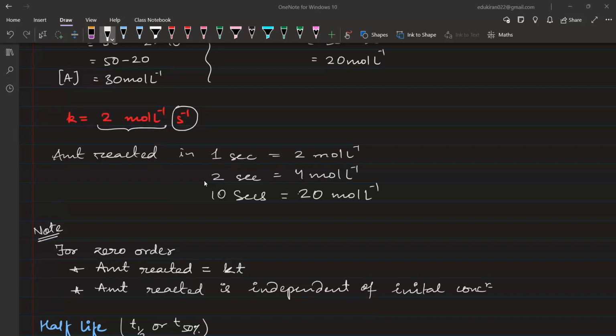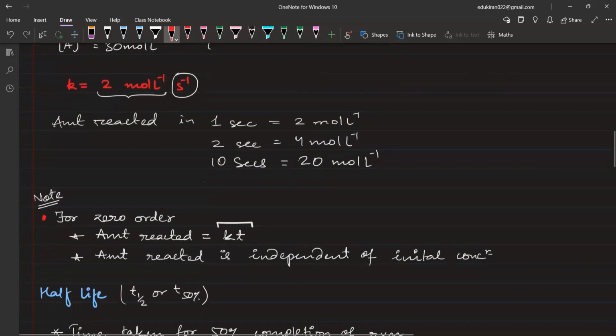So here you can note that for zero order reaction, the amount reacted is equal to Kt, and amount reacted is independent of initial concentration, है ना. Make sense? तो ये जीरो ऑर्डर के लिए एक सवाल आपका बन सकता है: for zero order reaction, which of the following is independent? तो the amount reacted है ना, it is independent of initial concentration. It is only dependent on the rate constant and the time.